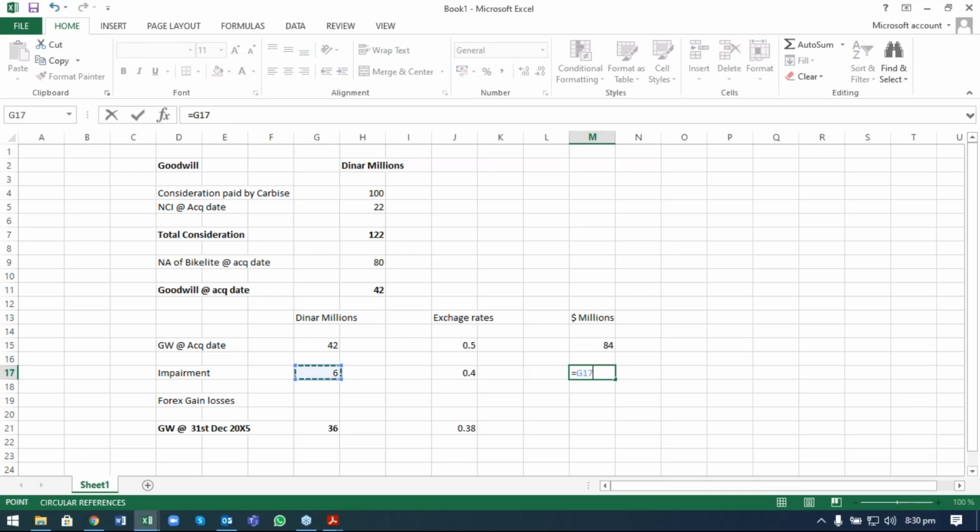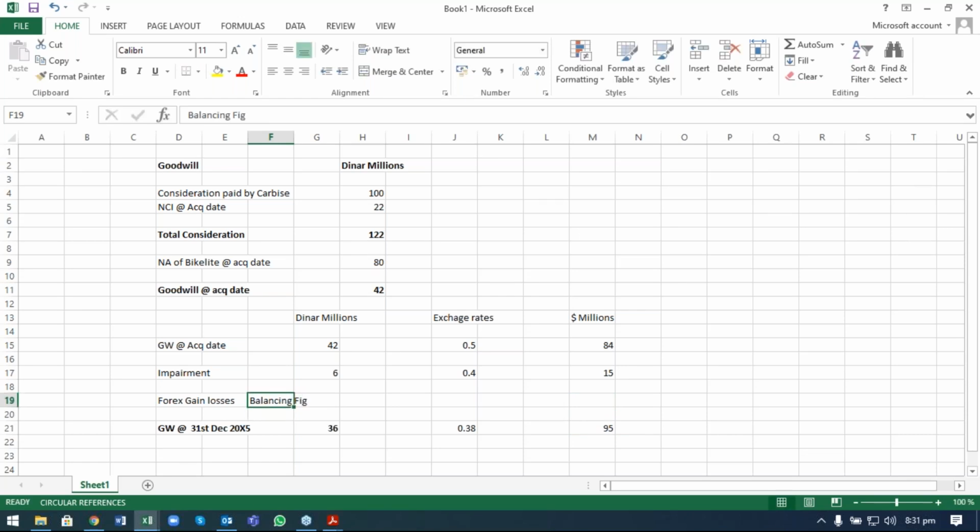Impairment should be reported in this way: 6 million divided by this $0.4 million, and the closing value would be this 36 million divided by 0.38 million. So it's 94.95 million or 94.7 million. Do you think this totals equals? This should be the balancing figure.